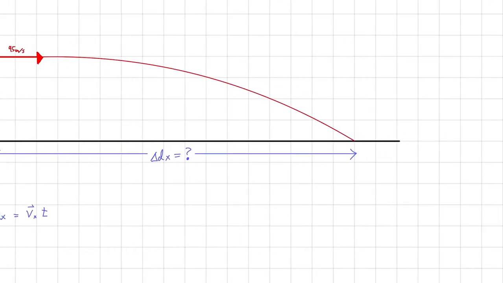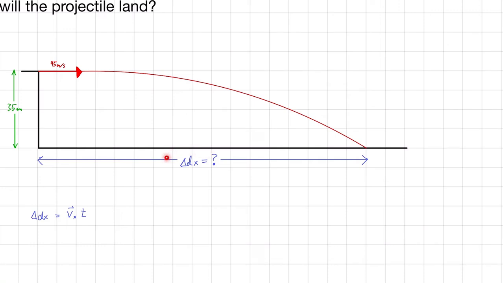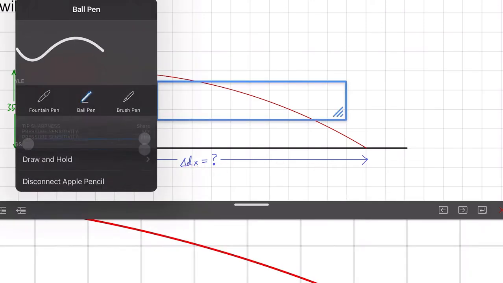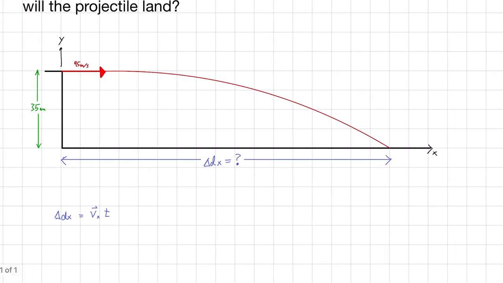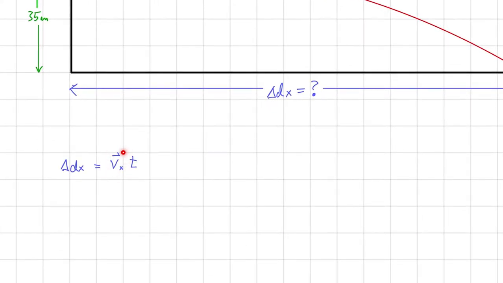So again, our variable delta dx, the distance traveled in the x direction, let me label these. This is our x, and this is our y. Those are our axes. So the distance traveled in the x direction depends only on the speed in the x direction, in meters per second, multiplied by the time that it travels in seconds.